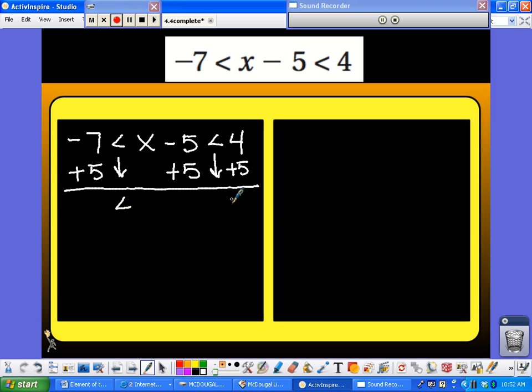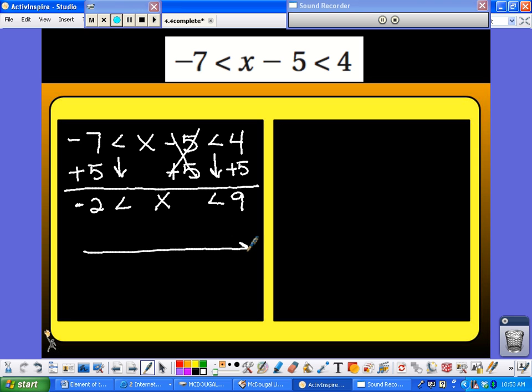So we've got those. Now over here, 4 plus 5 gives me 9. These two 5's cancel out, a positive and a negative. So I'm left with x in the middle. So we've managed to isolate x. Now I have negative 7 and a positive 5. Well, I have more negative, so I subtract my 5 from 7, and I have negative 2.